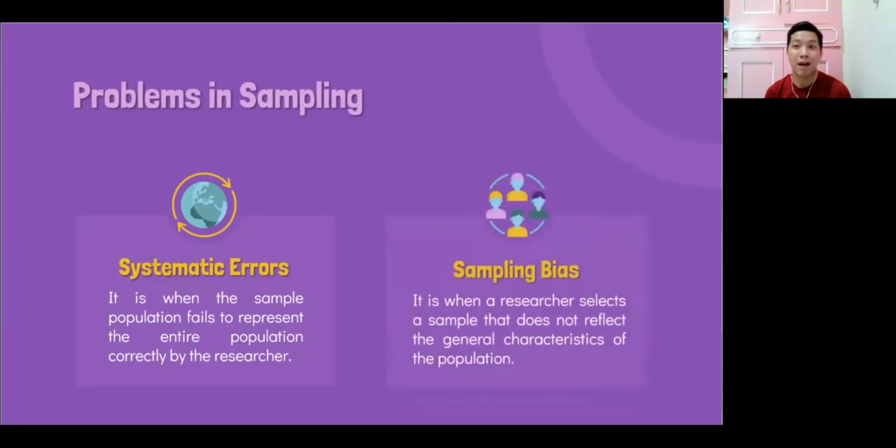Next is the sampling bias. When we say sampling bias, it is when a researcher selects a sample that does not reflect the general characteristics of the population. For example, in the study of TV series preferences of Filipino senior high school students, sampling bias is committed if the researcher intentionally prefers to include more students from Metro Manila as participants in the study than from other provinces or regions. This also reflects systematic error since it tends to overrepresent Filipino high school students from Metro Manila.